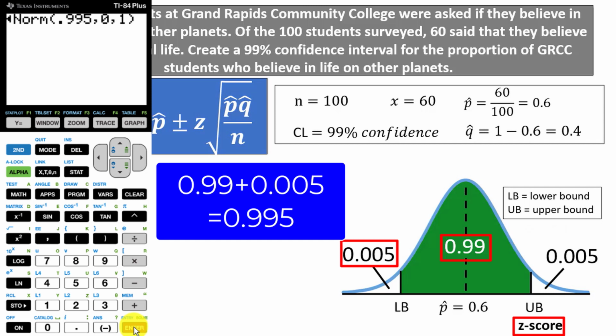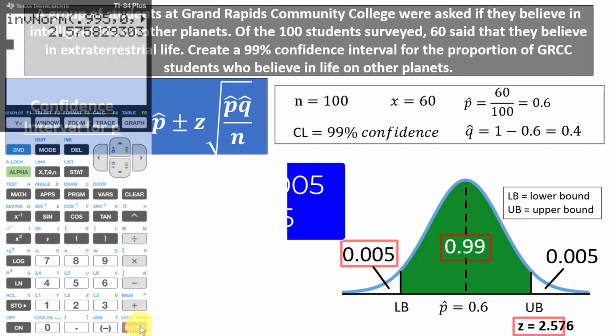Press paste, and you will have this output. Match this output if you have a TI-83 calculator: 0.995, 0, 1. Press enter, and we will have the z-score of 2.576, which is our confidence level multiplier.